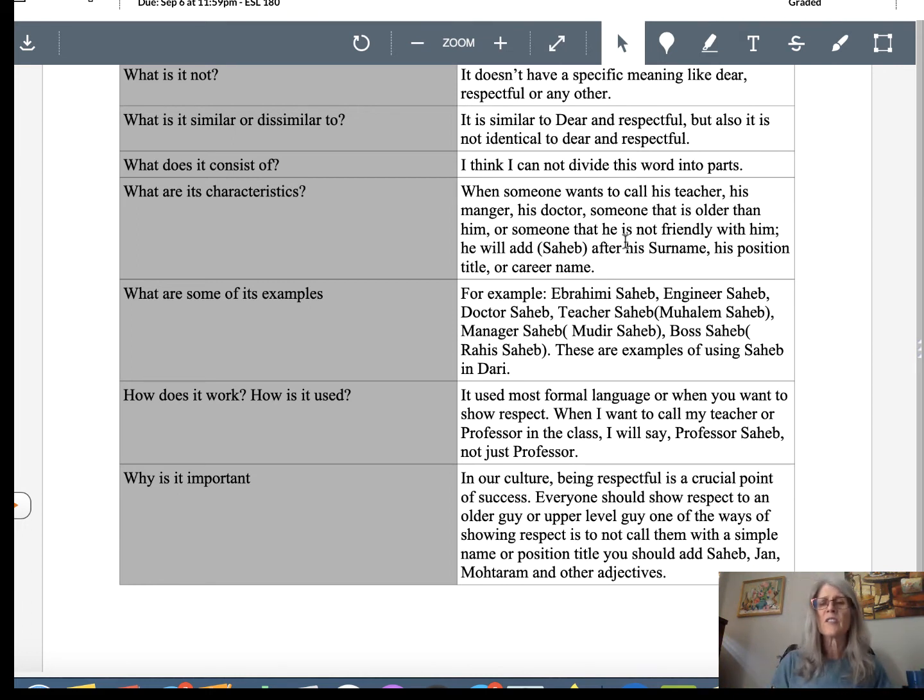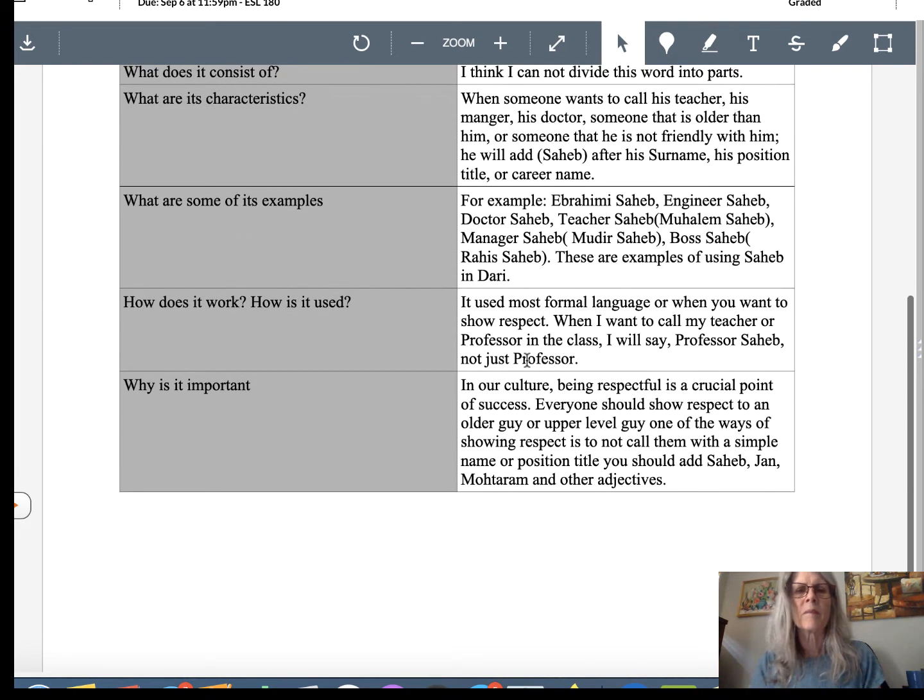And then he gives us an example. So Ibrahimi sahib, Engineer Sahib, Doctor Sahib, Teacher Sahib. Okay? And I think he gives us the Afghanistan translation here. Okay? Boss Sahib, or I guess this is in Afghanistan, Rahi Sahib, maybe? Okay. These are examples. He says, how does it work?